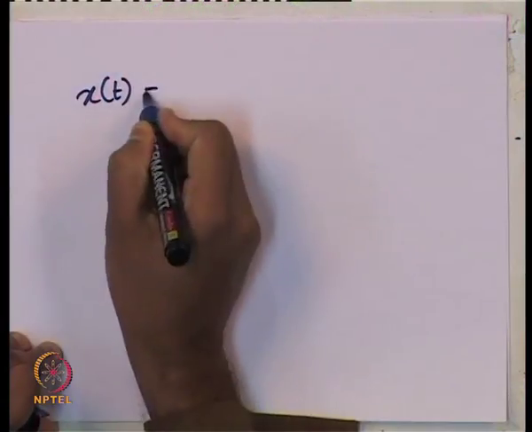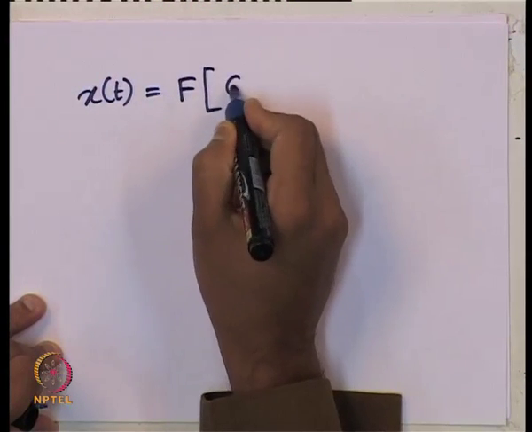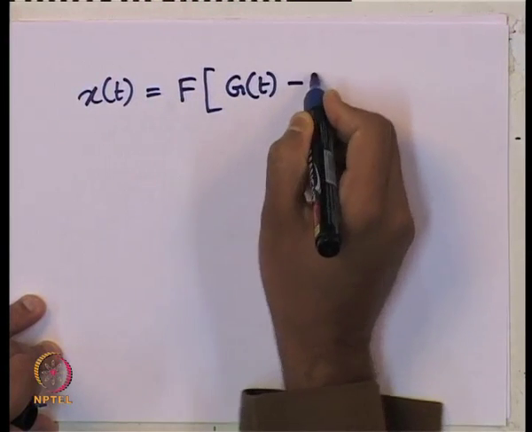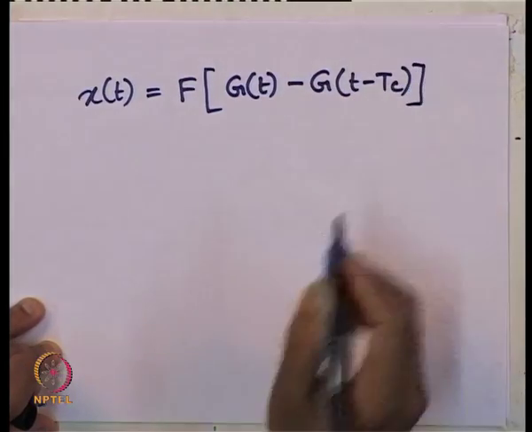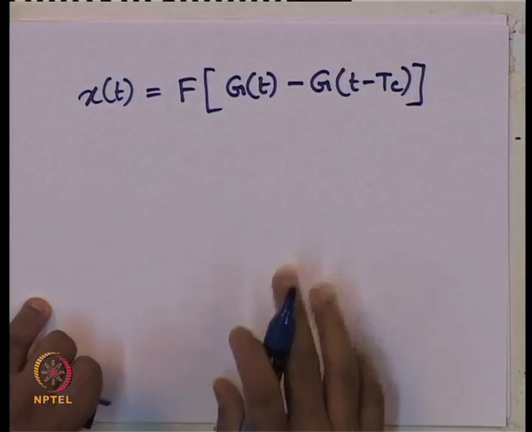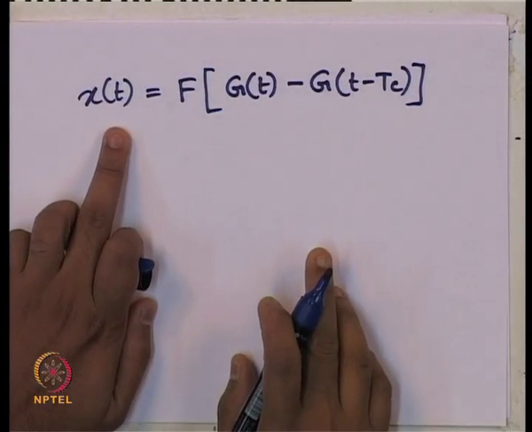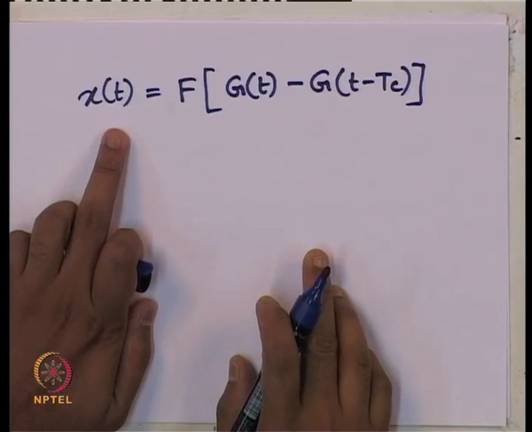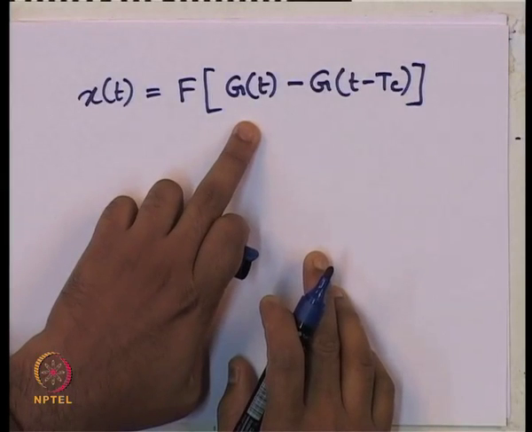Response we can write like this: x of t, response is nothing but f times g of t minus g of t minus T c. Is this clear? Because we have mentioned earlier, for Heaviside step function, the solution or the response is called indicial response and given by g of t.